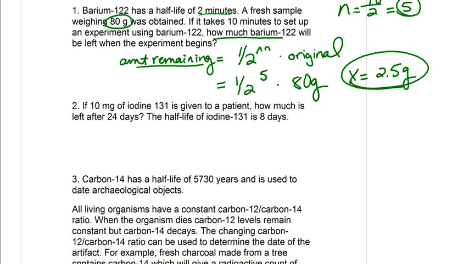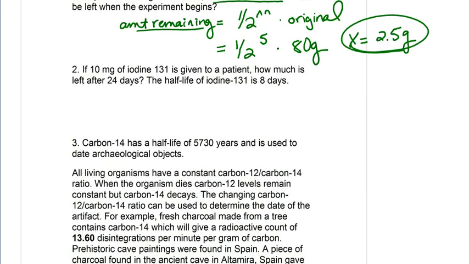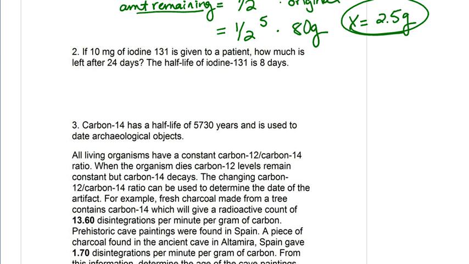Here's another example with iodine, which is also used for medical reasons to look at the thyroid and such. If 10 milligrams of iodine-131 is given to a patient, how much is left after 24 days? So the half-life is 8. All right, so again, using the same equation, amount remaining is equal to 1/2 raised to the n. So I don't even have to show the caret, times the original.